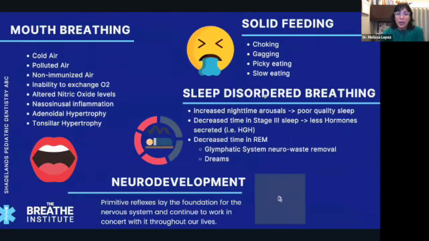And what we're looking at here are parents coming in with any of these reports for their children, or even adults. We've had adults come in saying that they have a really difficult time gagging, that they are constantly tired, that they sleep a lot, but they're constantly fatigued. So mouth breathing, solid feeding, sleep disordered breathing, and neurodevelopment, we've kind of hit on all of those.